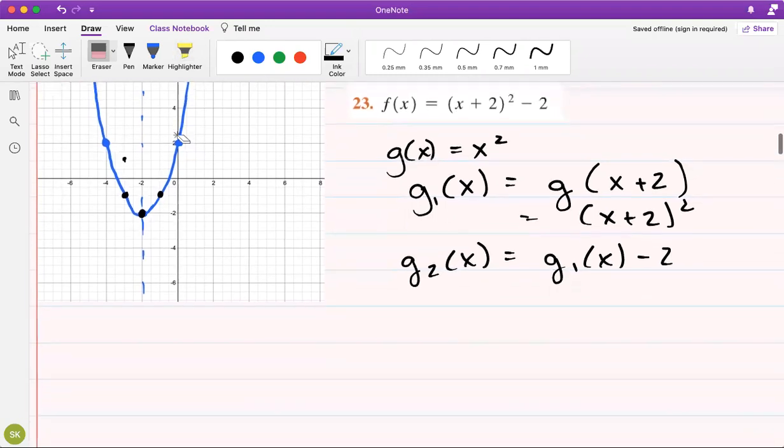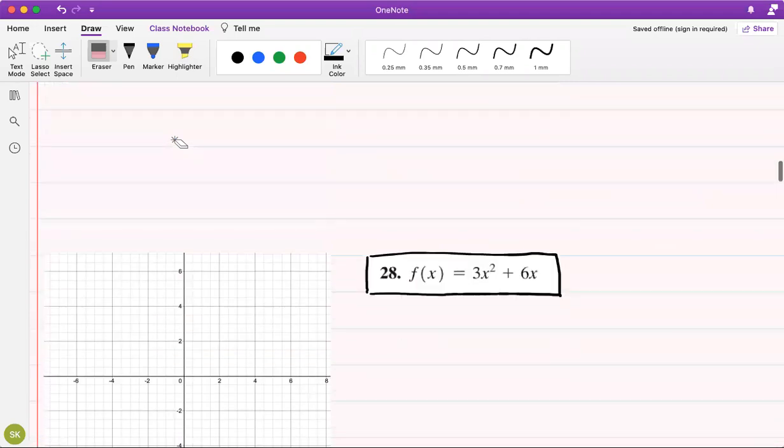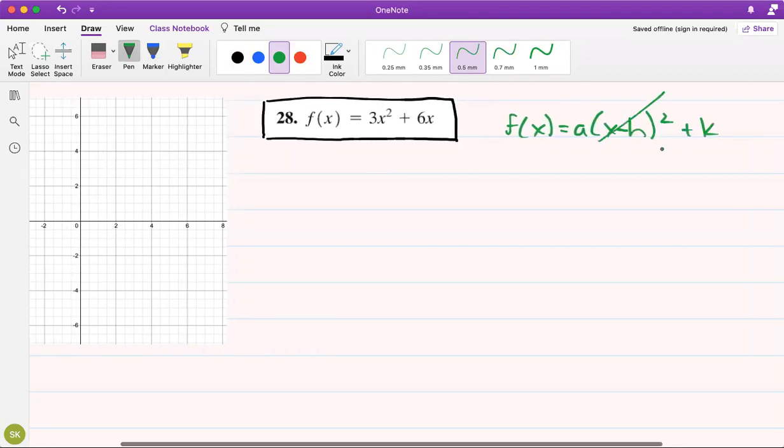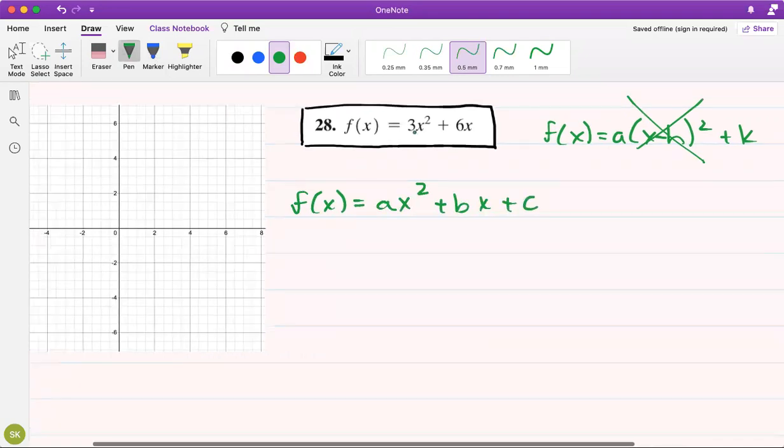Okay, let's look at another example. Here I have f of x is equal to 3x squared plus 6x. Okay, this is not in the form where we can look at it and tell the vertex really quickly, that is the form f of x is equal to a(x minus h) squared plus k. So it's not in this form, but it is in the general form, which is ax squared plus bx plus c. You can see that a here is 3, b is 6, and c is 0 because there's nothing on the end.